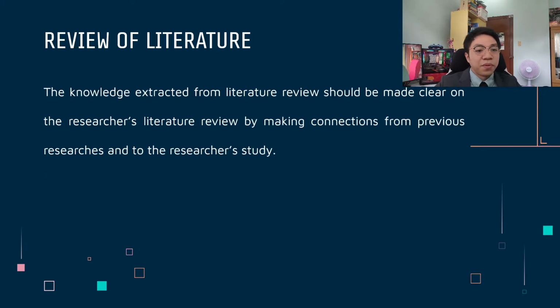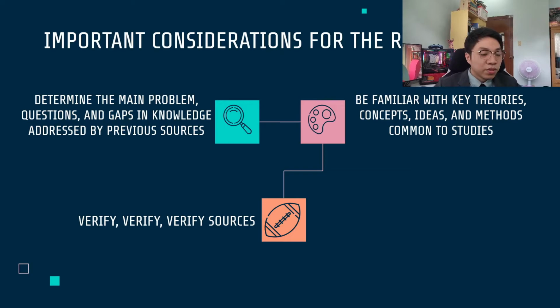So any knowledge that we extract from the literature review should be made clear by making connections from the previous researches to our current study. So what are some important considerations for the literature review? The first would be define the main problem, the questions, and gaps in knowledge addressed by the previous sources. So there may be some topics or some subsets of knowledge that don't have enough clarification or even testing conducted. So this could be places where there are gaps in knowledge.